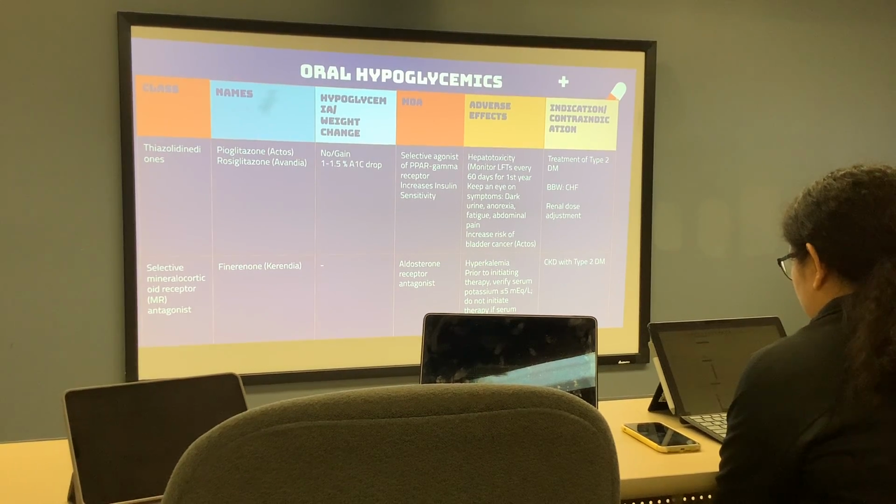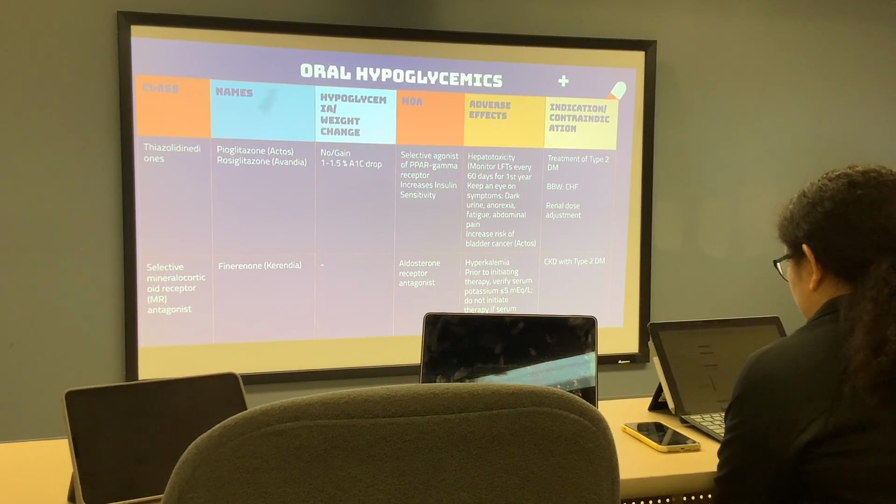Last one is the non-steroidal selective mineralocorticoid receptor antagonist. That is the new medication, FDA approved in July 2021. It is finerenone, brand name Kerendia, and it is available in the market. This medication causes hyperkalemia.